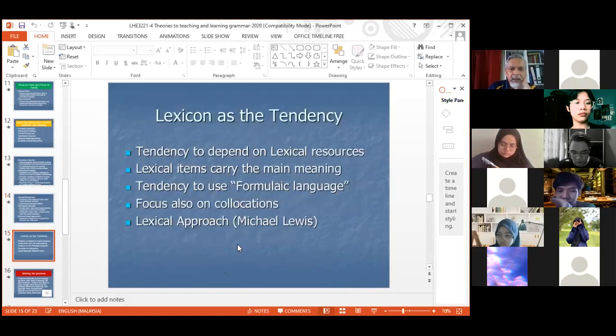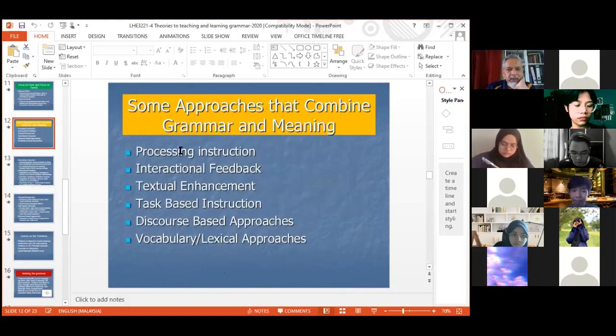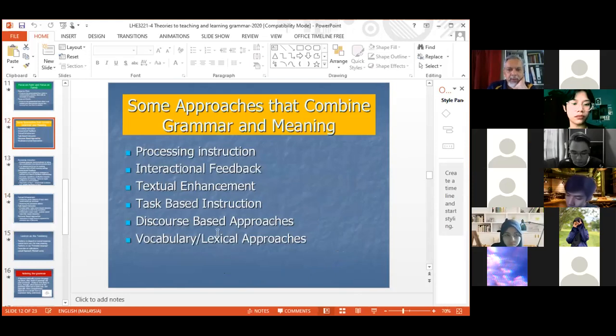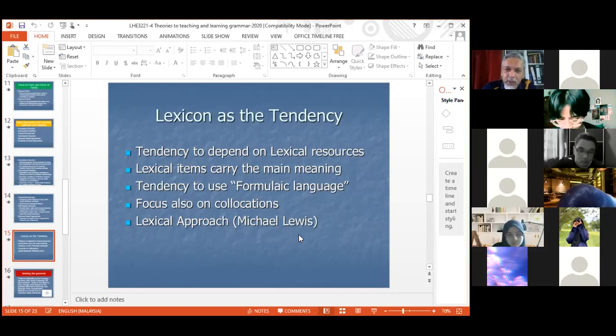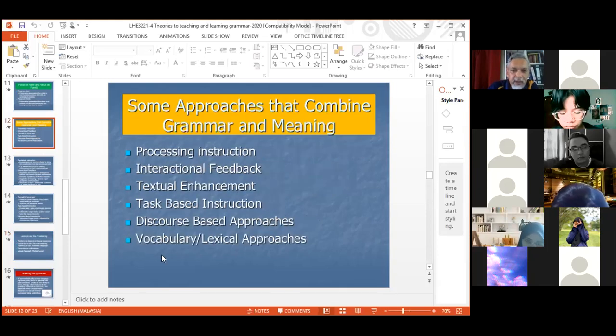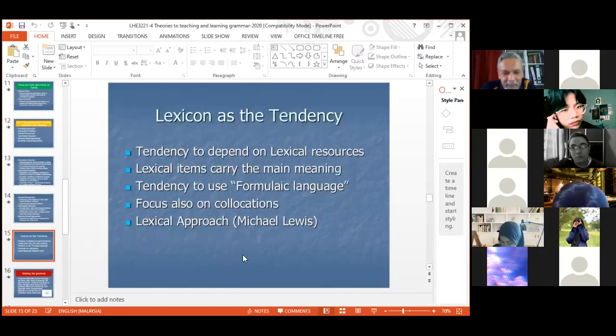Okay. And one of the other approaches that is quite popular now is vocabulary or lexical approaches. Okay, and the idea behind that is that a lot of people focus on lexicon. Lexicon is words, right, or vocabulary. Vocabulary is singular, no vocabularies, unless you're talking about different kinds, but vocabulary is sufficient.